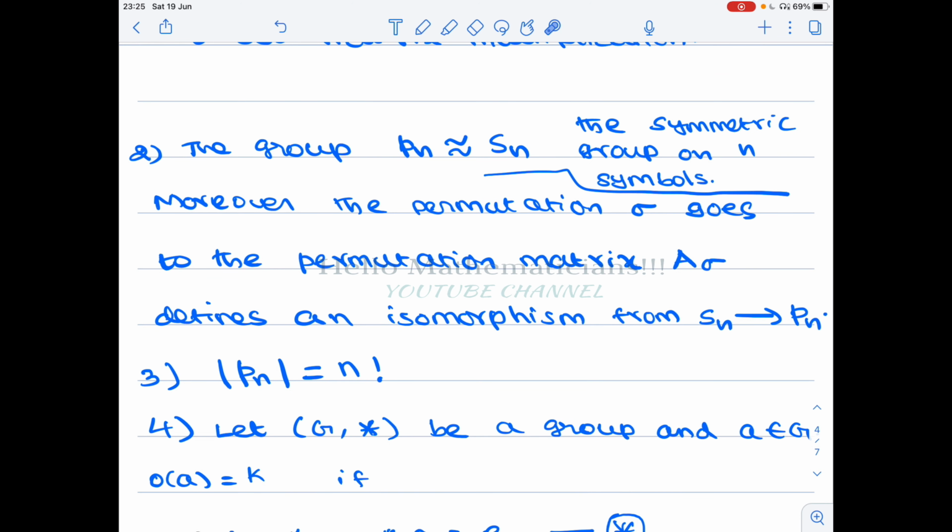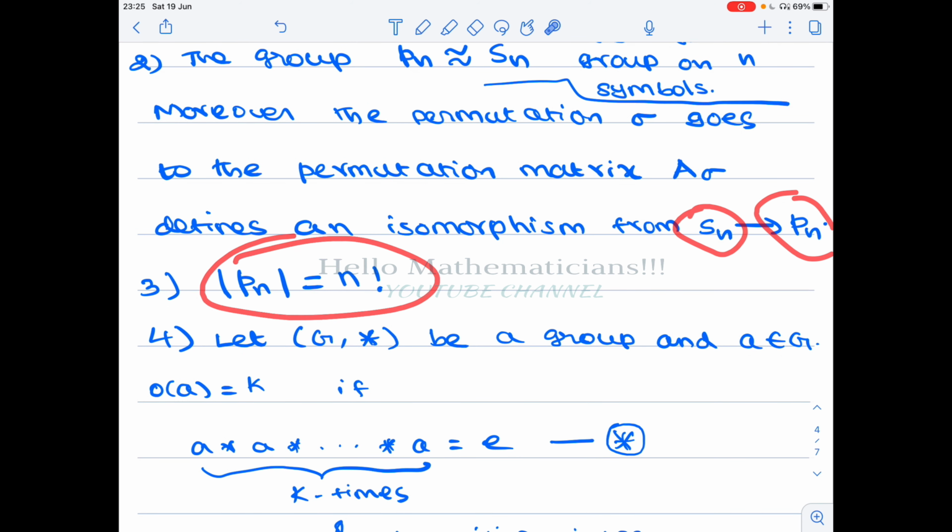Moreover, the map sending permutation sigma to the permutation matrix A sigma is an isomorphism from the group Sn to Pn. Good. The cardinality of Pn is n factorial because Sn and Pn are isomorphic.